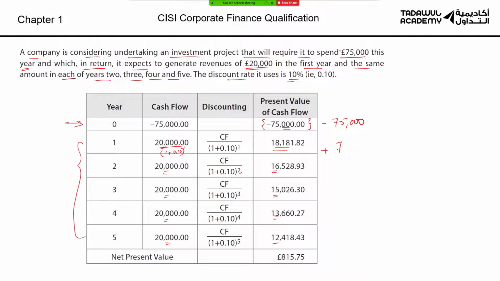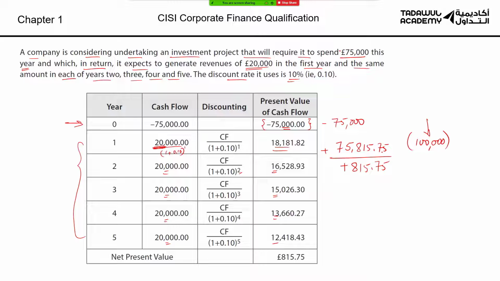This is going to give me cash inflows of 75,815.75. Actually, it's going to get me cash inflows of £20,000 for 5 years. £20,000 for 5 years, that's £100,000. That's the physical cash I'm going to get. But considering it in today's money, the effect of the discount, it's actually valued today at £75,815. So this is going to get me a positive net present value of 815.75.